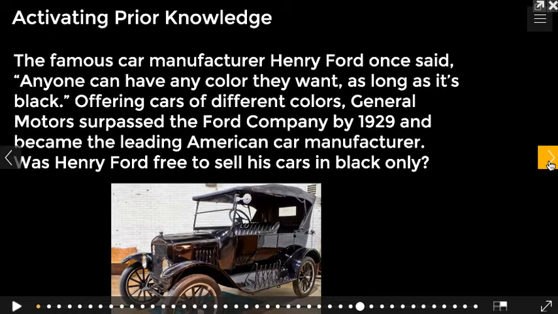The famous car manufacturer Henry Ford once said, "Anyone can have any color that they want, as long as it's black." Offering cars of different colors, General Motors surpassed the Ford Company by 1929 and became the world's leading car manufacturer. Was Henry Ford free to sell his cars in only black?